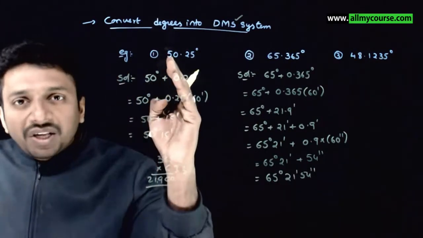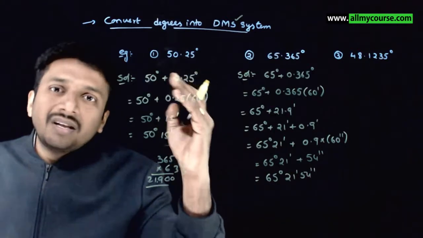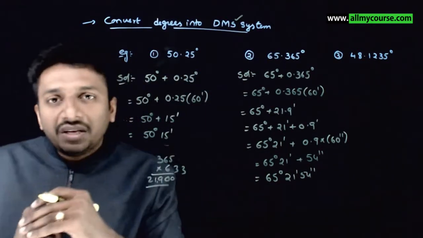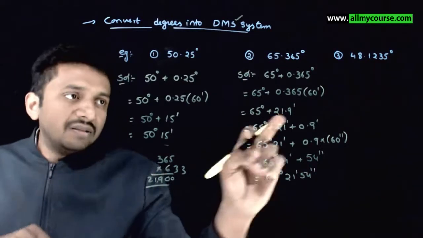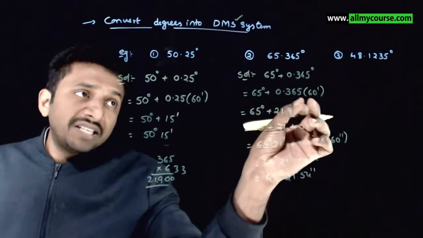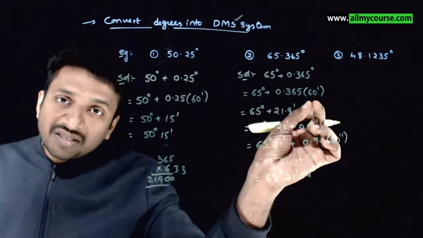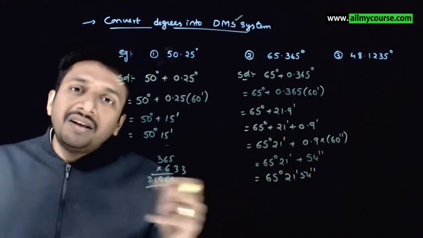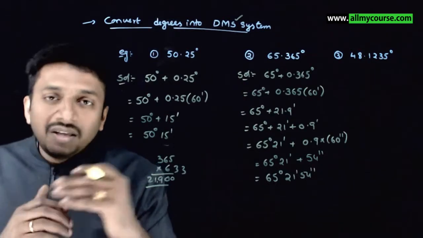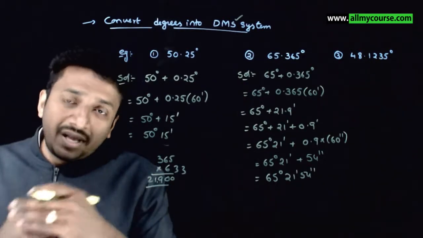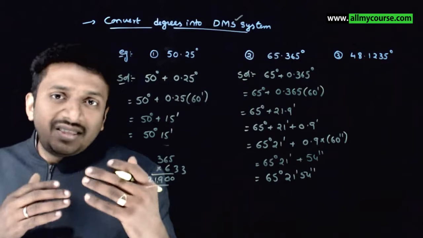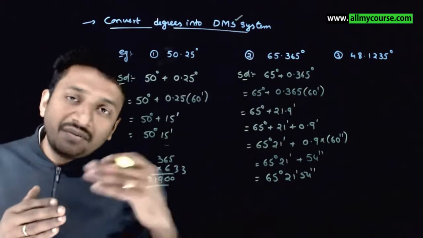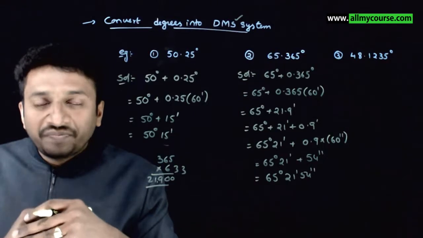So the trick of converting decimal degrees into minutes and seconds is nothing but subsequent multiplication with 60. Initially the fractional degrees have to be multiplied with 60, so you get minutes. If you still get a fractional minute, you again multiply it with 60, you get the seconds. If you have fractional seconds, that has to be left out there. You cannot go further, because in the DMS system you have no smaller unit than seconds.